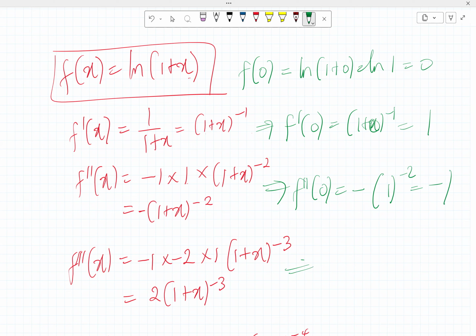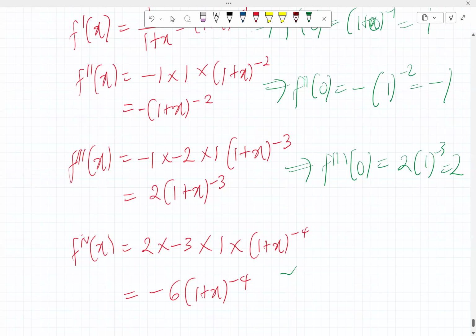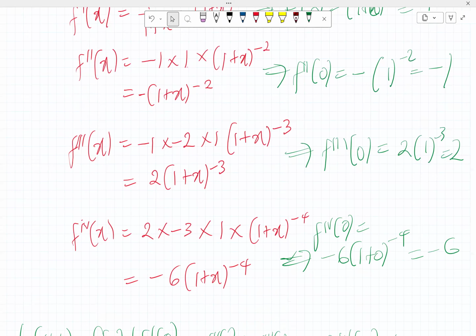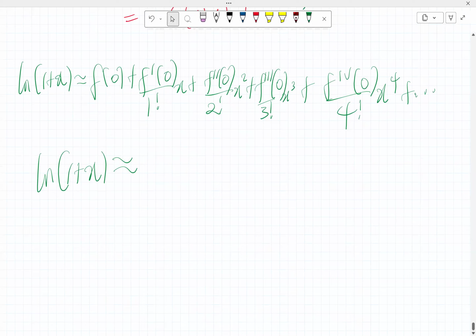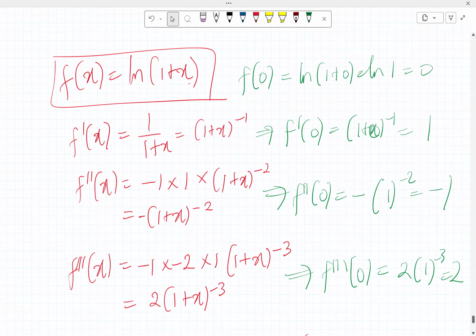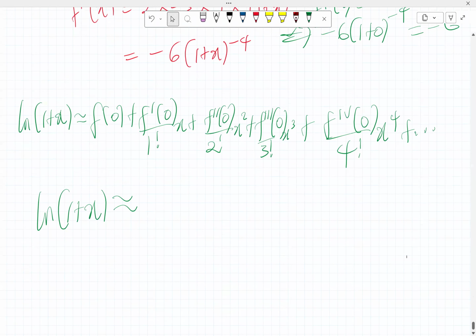Then here we have f'''(0). That is 2 into 1 raised to power -3. That is simply 2. Then next we have the fourth derivative at 0. That is -6 into (1 + 0) raised to power -4. That is simply -6. So we have 1, minus 1, 2, minus 6. So f(0) is 0 from the beginning, right? So f(0) is 0.